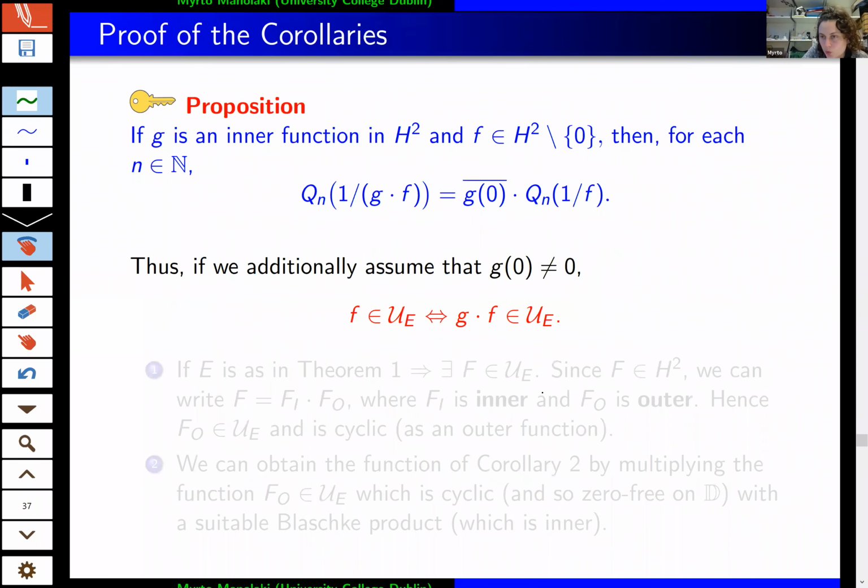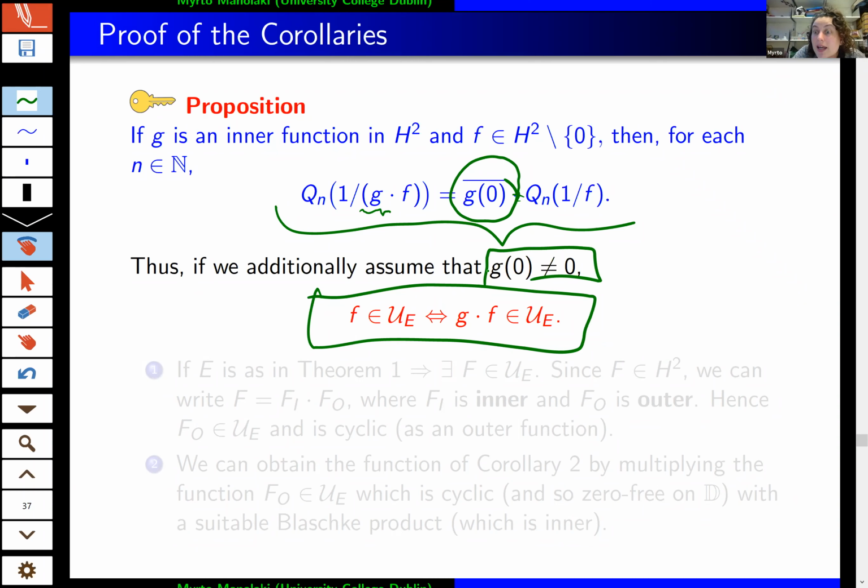So probably I will omit the proofs, but I will just mention that the key fact for this is that we have a kind of factorization result. When I'm interested in computing the optimal approximants of 1 over an inner function times f, this is just the value at zero conjugate times the optimal approximant of 1 over f, which actually tells us that f has universal optimal approximants if and only if I multiply it with any inner function g with g of 0 different than 0, and it's still a universal optimal approximant.